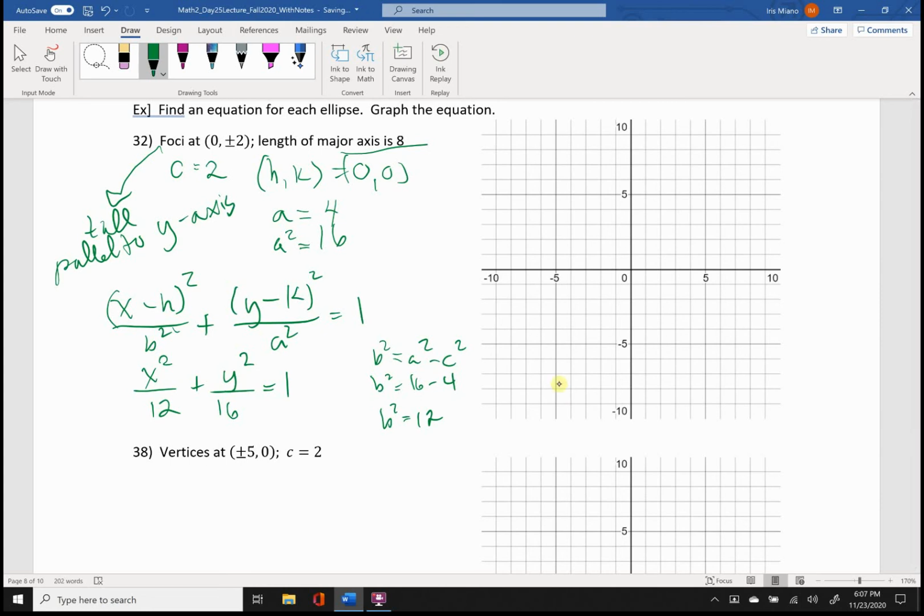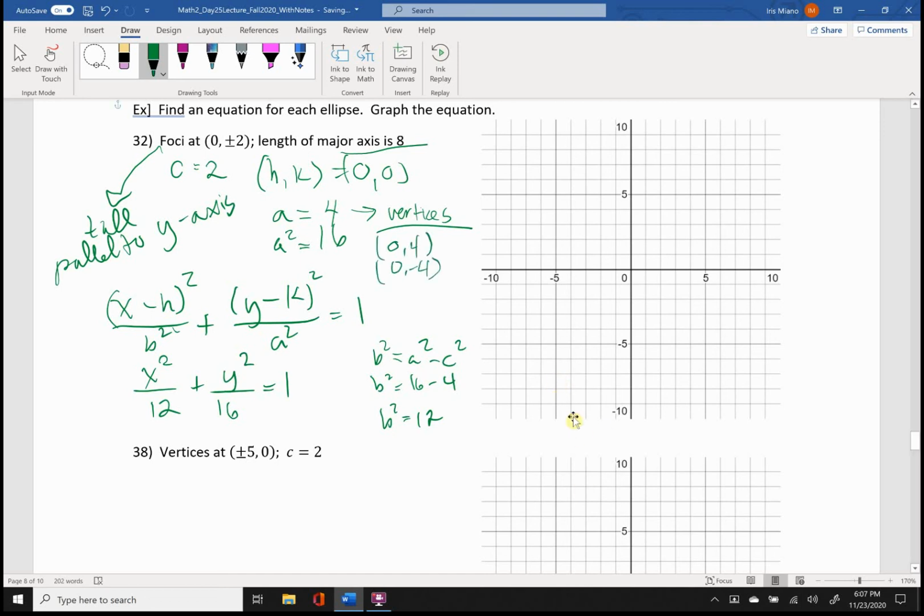So the vertices are at positive and negative 2 root 3. Oh, excuse me, that's not true. Positive and negative 4 on the y-axis. Yep, because that's our A, which is 4. So vertices are therefore 0, 4, and 0, negative 4.